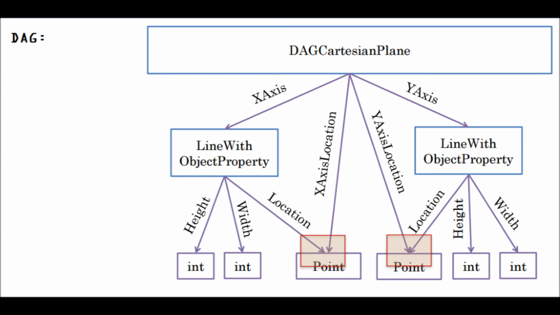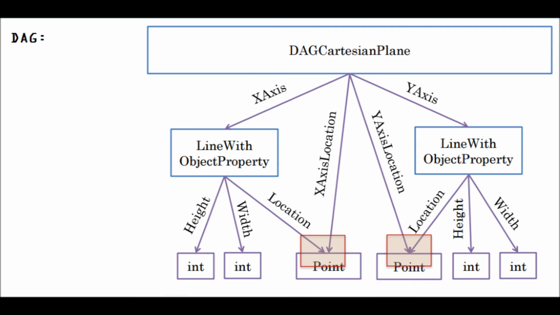Now a DAG can be quite a bit different. It can have multiple edges coming into each node. So we see down there, point has multiple edges coming into that. And so that begs the question, who is the parent of point? Is it line with object property or is it DAG Cartesian plane?